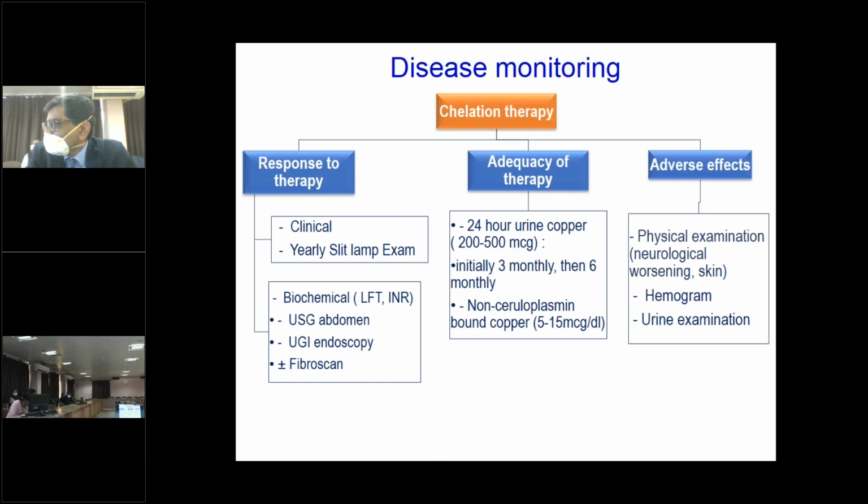So what do we do when we get a patient of Wilson disease who has started on chelation therapy? We have three important things to look at. The first one is response to therapy that we see by clinical examination and yearly slit lamp examination, biochemical tests for the liver functions, ultrasound abdomen, and upper GI endoscopy. For assessment of the adequacy of treatment, we have 24-hour urine copper estimation and non-ceruloplasmin bound copper estimation. And most importantly, to look at the adverse effects, we have to do a proper physical examination to look for neurological worsening or skin changes, a hemogram to look for cytopenias, and urine examination to look for proteinuria.